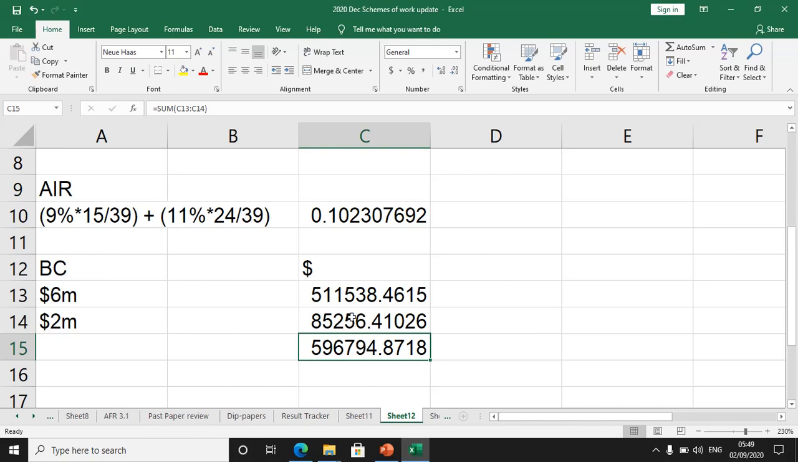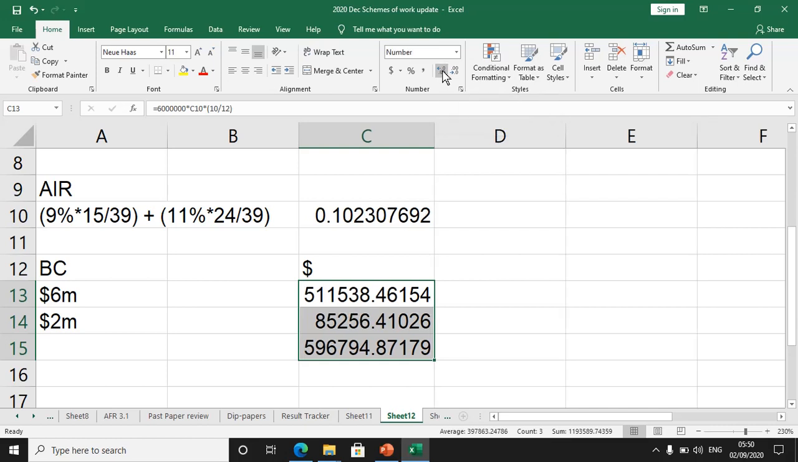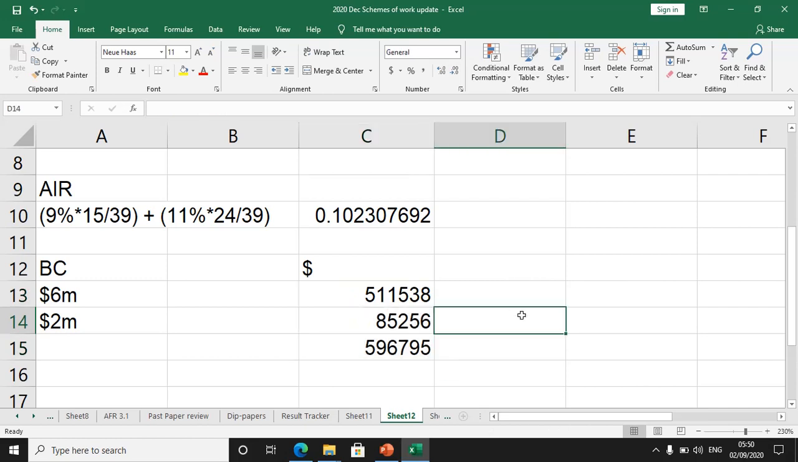Let us try to just round off these figures so that we have our full amounts. Let me just do that. Okay, so that's what I'm having there.